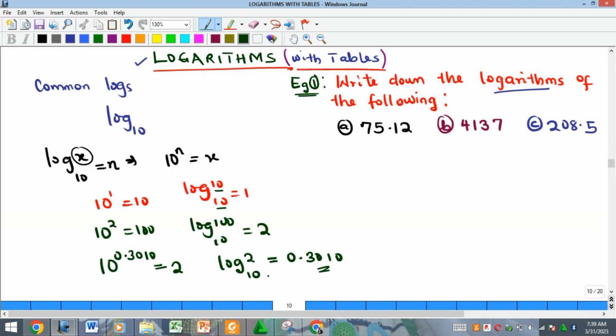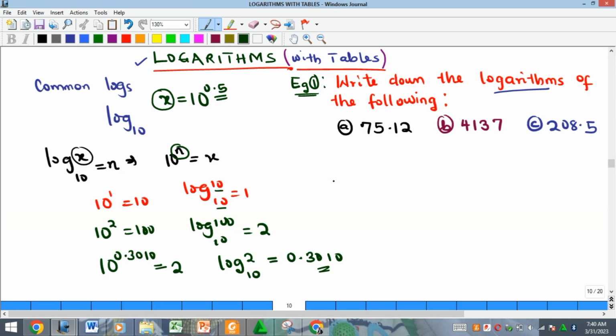So that is to say that the power I will raise 10 to get a particular number is the logarithm of that number. If someone tells you that, for example, x is equal to 10 raised to the power of maybe 0.5, it means that the log of x in base 10 is actually equal to 0.5.